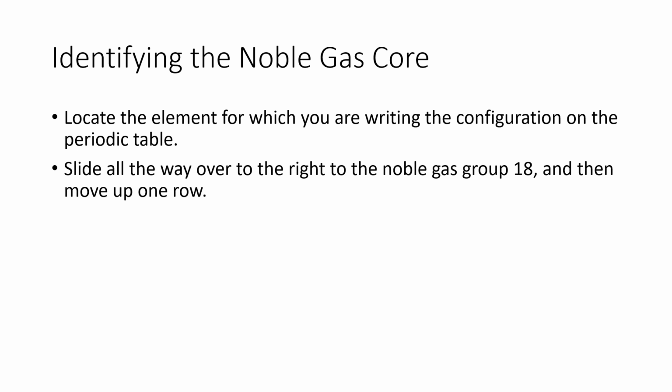There's a real quick and easy way to identify the noble gas core for an element. First, find the element that you're interested in on the periodic table, and once you've found it, slide all the way over to the right where the noble gases are, and then move up 1 row. If you don't move up 1 row, you're talking about a noble gas that has more electrons than the element you want to write the configuration for. So we have to move up 1 row to get the correct element for the core.